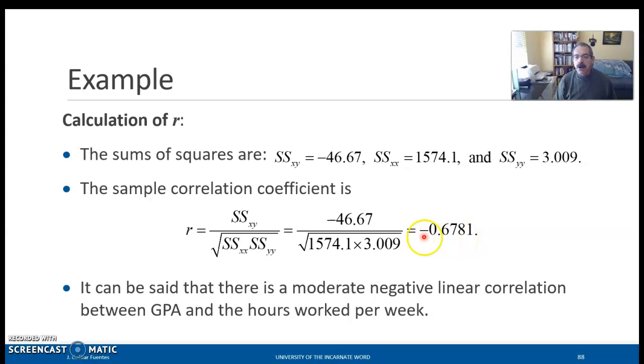All right, so we know two things. First, this is a negative correlation coefficient, and it is close to 0.7. So we could say that there is a moderate negative linear correlation between GPA and the hours worked per week. This is what we could say about this number without any other knowledge.